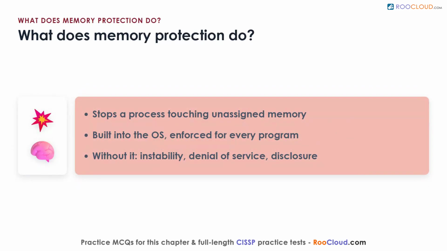It stops a running process from touching memory that was never assigned to it. This has to be built into the operating system and enforced no matter what program is running. Without it, you invite instability, broken integrity, denial of service, and data disclosure. It is the low-level fence that keeps one program from reading or trampling another's working space. Think of assigned lockers in a gym. Your key opens only your locker, and you cannot rummage through anyone else's.